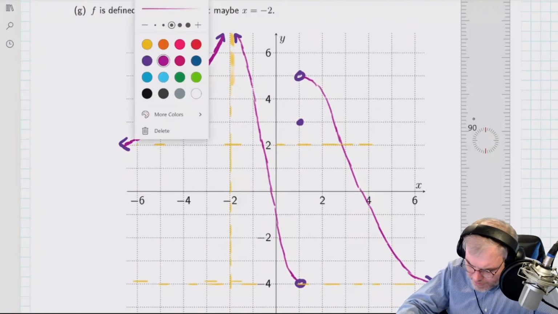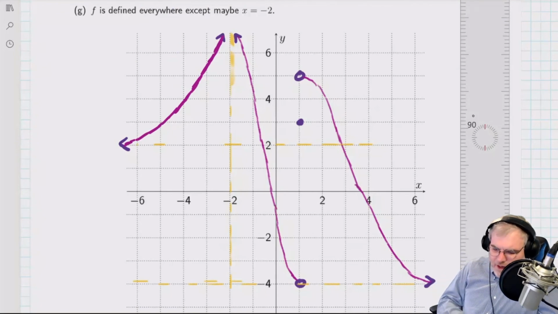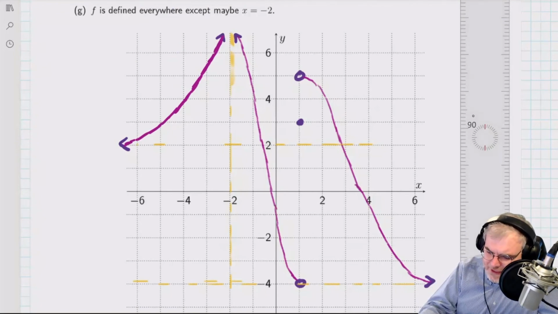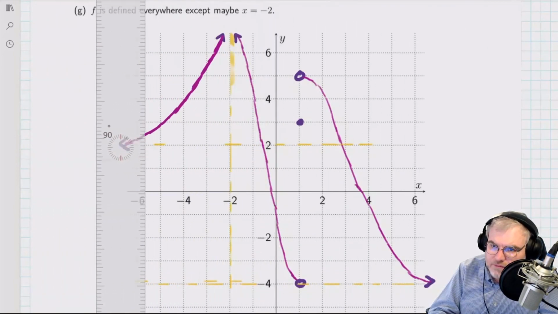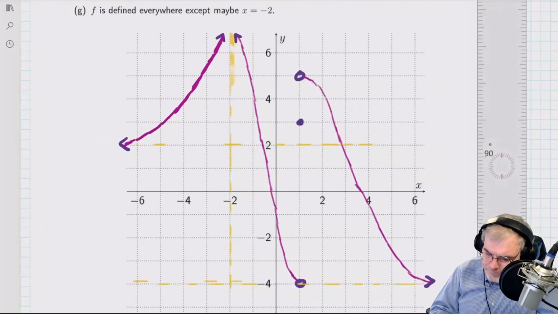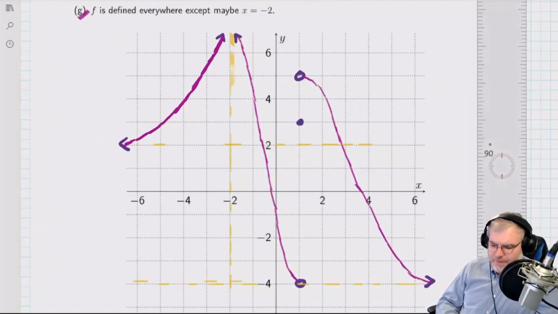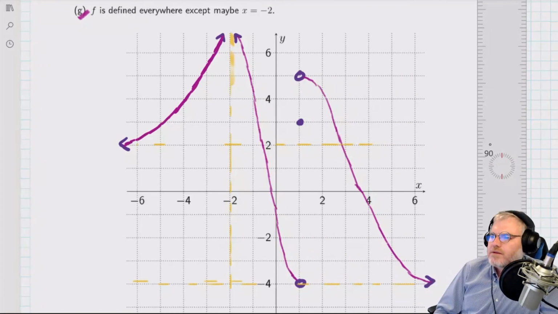Well, let me do a little touch up there to make sure that the grader doesn't ding me for that. All right, and have I violated my vertical line test? No. Okay. So this is good. I could put a point on here if I wanted to. I don't have to.